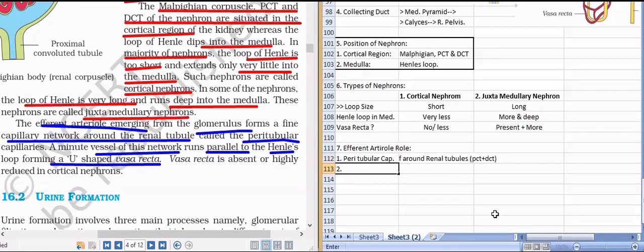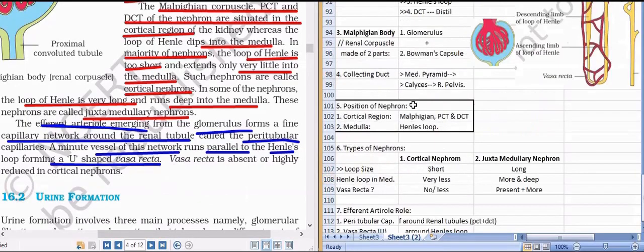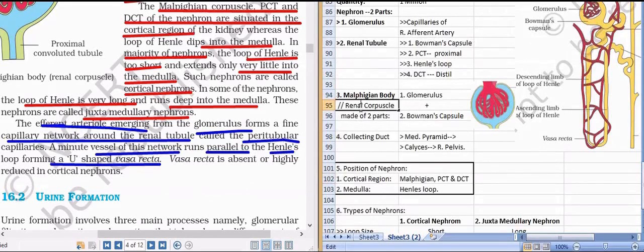Second is vasa recta. What about vasa recta? It is made around Henle's loop, especially. This Henle's loop forms a U-shaped vasa recta, around the corner. See, here these are nodes. The renal corpuscle is also important, and the collecting duct is another point.